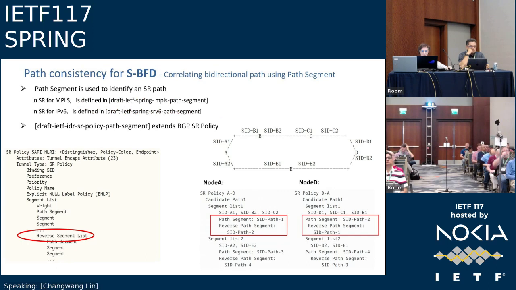The method for SBFD is based on path segment. Path segment is defined to identify the SR path, such as the segment list of a candidate path. Path segment can be used to correlate the two unidirectional SR paths at both end nodes. The draft on the IETF SR policy path segment proposed an extension of BGP SR policy to distribute SR policy carrying the path segment and bidirectional path information. Through this extension, when distributing SR policy to the head end, the reverse path information and the path segment of the segment list can be carried together. In this way, node A and node D in the example have two path segments which are associated by bidirectional paths. Next page, please.